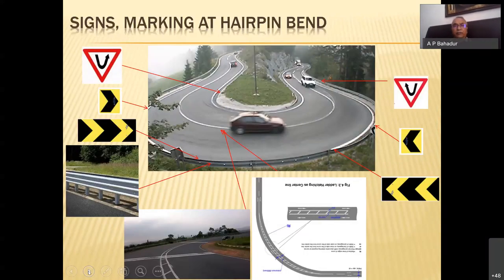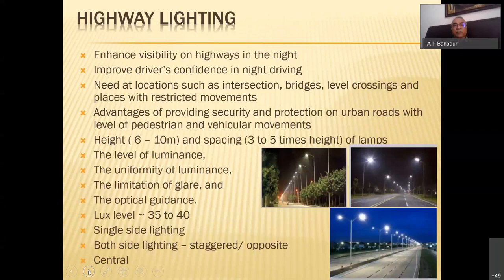This has already been shown. Highway lighting, more so in urban situations, there is guidance available on the lux level, which should be about 35 to 40 candelas. Height should be 6 to 10 meters, and spacing also 3 to 5 times the height of the lamp.